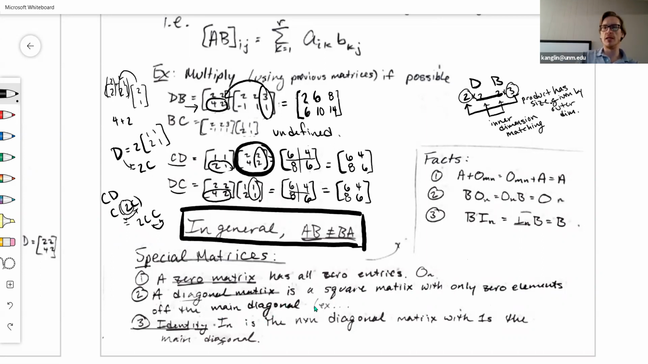For example, something like 2, 0, 0, 0, 1, 0, 0, 0, negative 3, just making stuff up. That would be considered a diagonal matrix because off the main diagonal, I should say, we have only zeros. Right? 2, 1, 3 along the main diagonal, zeros elsewhere. That means this is a diagonal matrix.